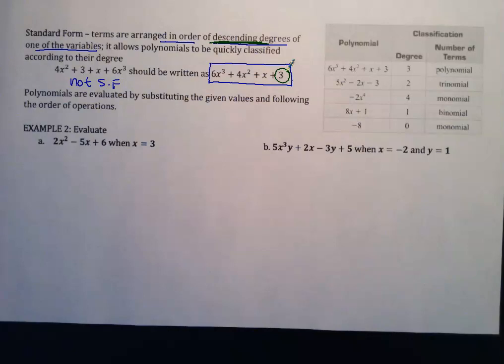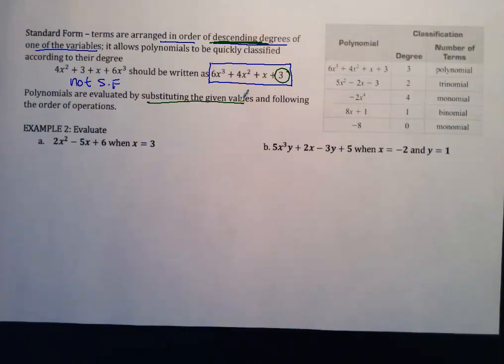Okay, so if you look at each of these, they have them classified a little bit, but we see that they're in descending order. Doesn't matter how many terms we have, we're going to put them in descending order with that constant number at the very end every time. Okay, next up, it says polynomials are evaluated by substituting the given values and following the order of operations. Haven't you done this before? Yeah, so is that anything really new?